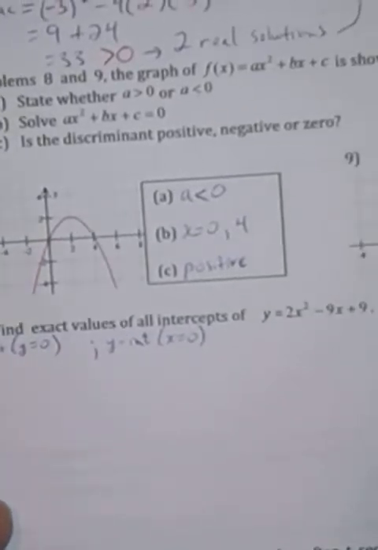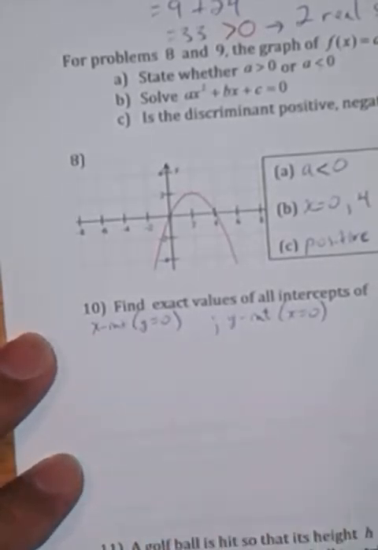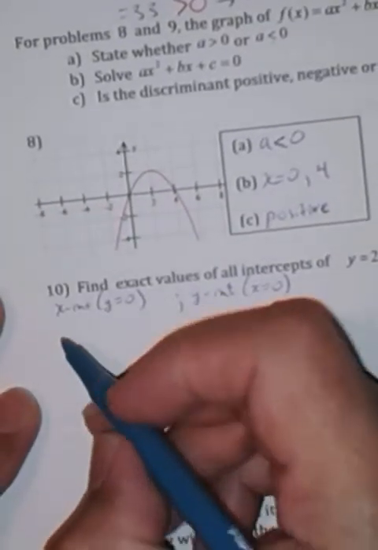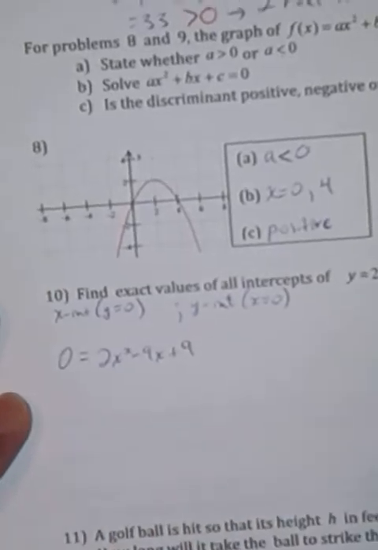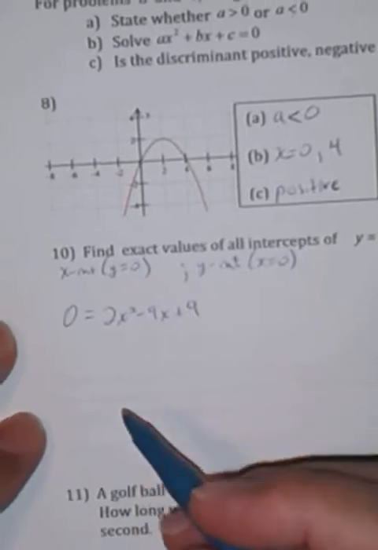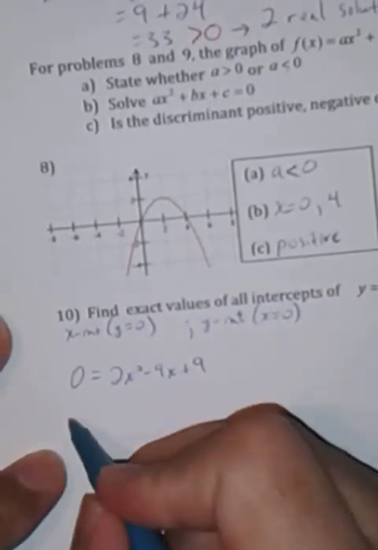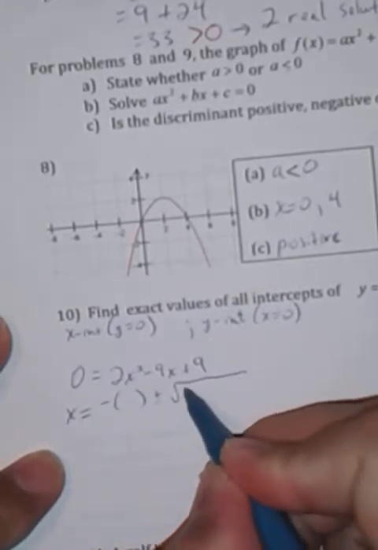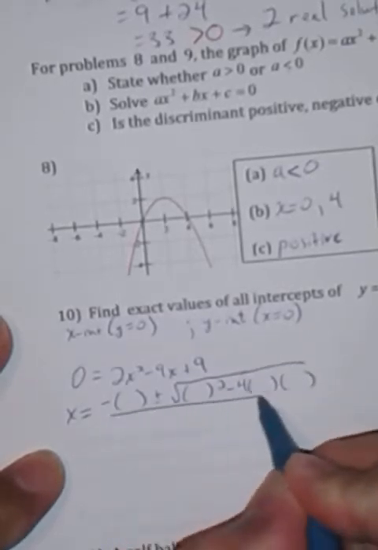I was going to find the y-intercept first. You know what? Let's do the x-intercept. So for the x-intercept, y equals 0. If I replace 0 in my equation, I have 0 equals 2x squared minus 9x plus 9. And so I have to solve that quadratic equation. I'm going to use the quadratic formula. X equals negative b plus or minus square root of b squared minus 4ac all over 2a.